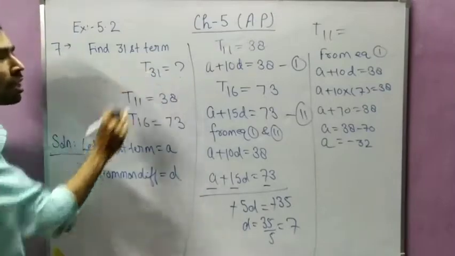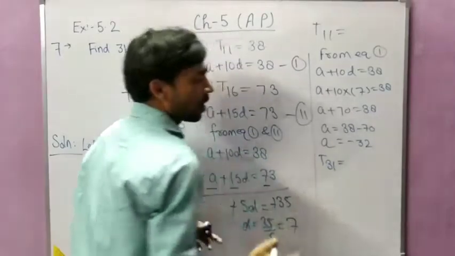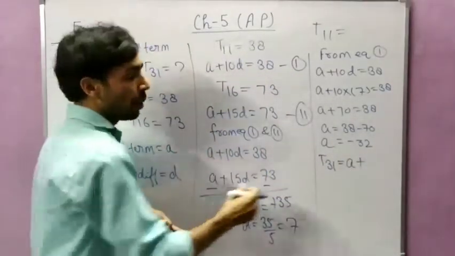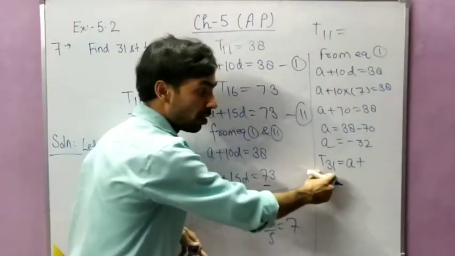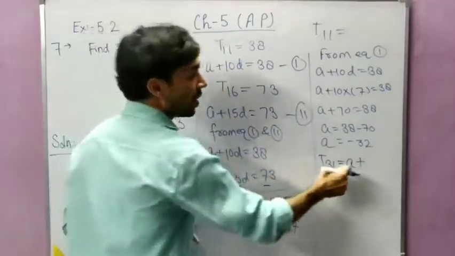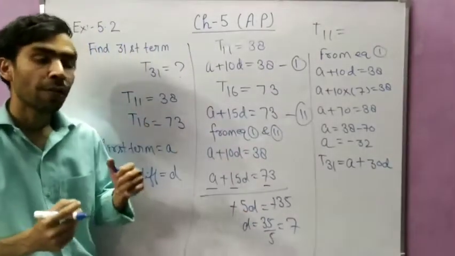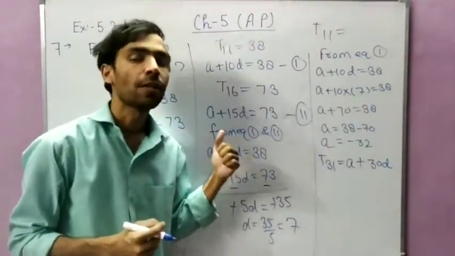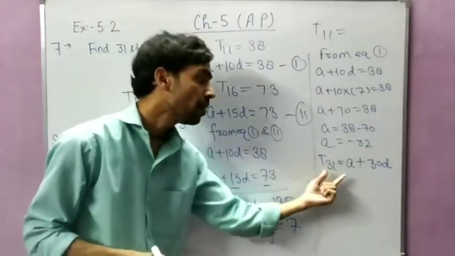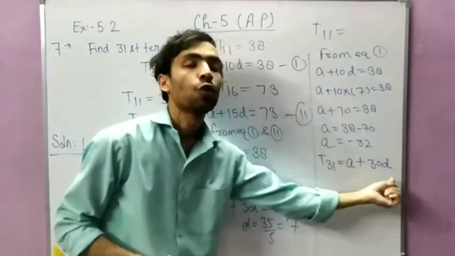Now we have to calculate the 31st term. What will be the value of the 31st term? The 31st term can be written as A plus how many D? Because we are calculating the 31st term, we add one less than 31, which means 30D is added to the first term, so A plus 30D. Or if you know the formula of the nth term, when you put n equal to 31, you get the same value as what I have written here. Now you know the value of A and the value of D.